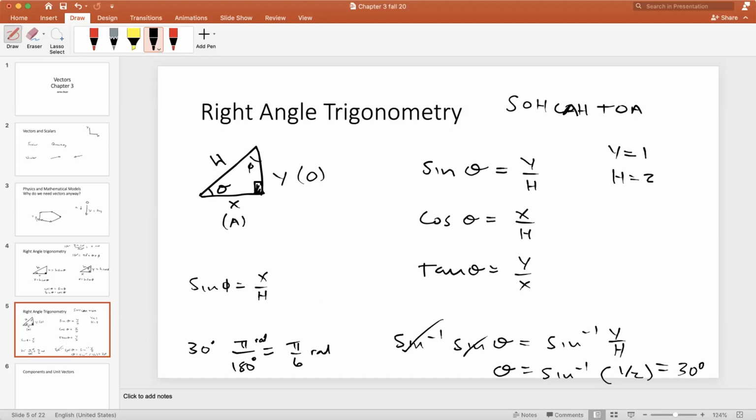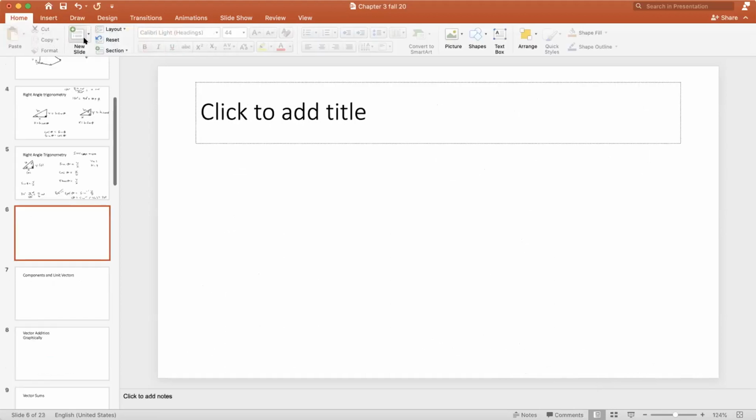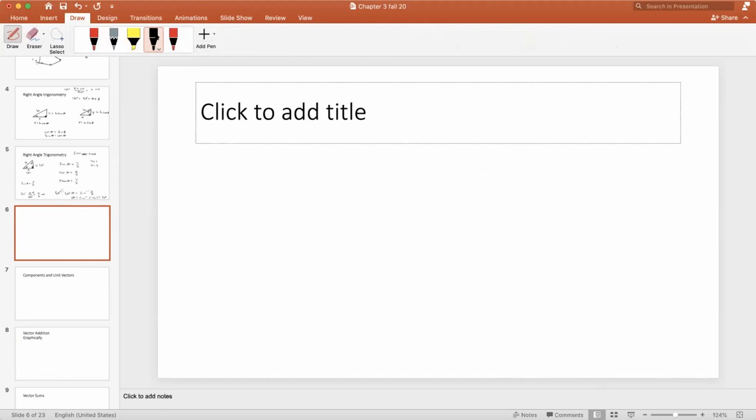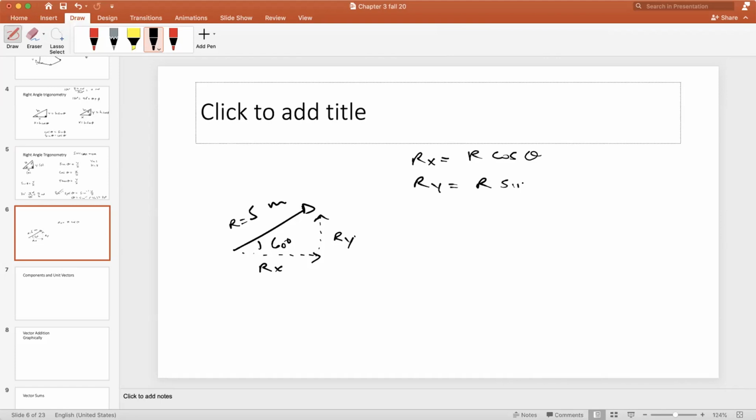And the really cool thing here is that if I make a new slide real fast and go to draw, now imagine I have a vector that I tell you is 5 meters long at an angle of 45 degrees. Let's not use 45, let's use 60. 60 degrees to the x-axis. This is my r vector. And what I want to know is what this length is, and what this length is. So I'm going to call this rx, and I'm going to call this ry. Well, I know that rx is r cos of theta, and I know that ry is r sine of theta. Now this would just be 5 times cosine of 60.